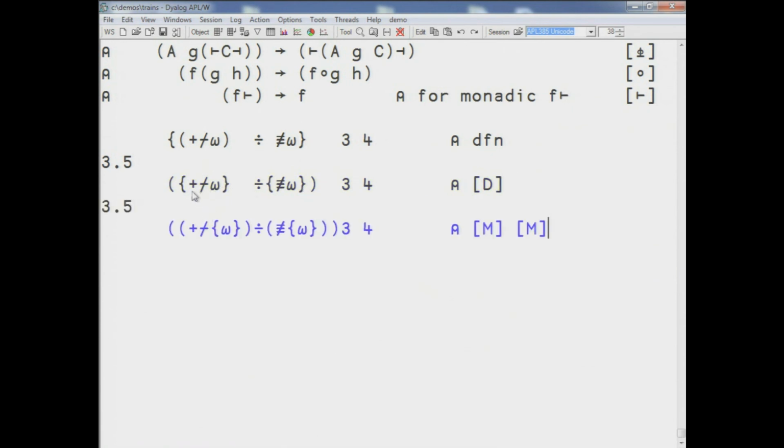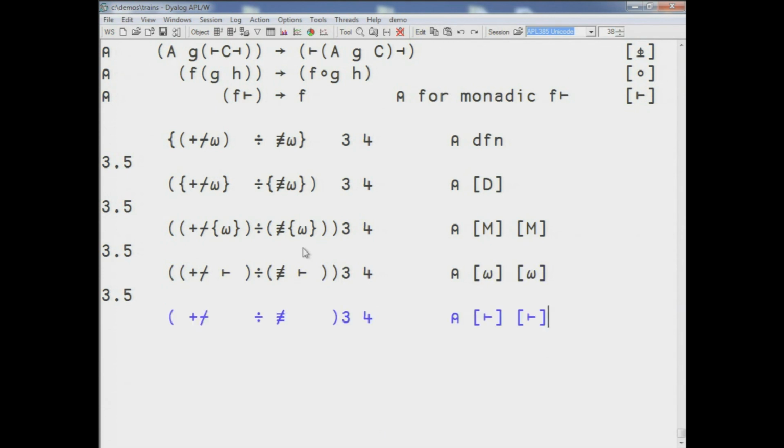This is a monadic function, plus slash bar, and here's a monadic function. So they both become equivalent to the two trains, plus slash and the omega. And then the omegas drop out into tacks. And then the tacks disappear because of the optimization there. So this is a procedural way of taking a dfn and converting it into a train. So in general, if you can write it as a dfn, you can use this little compiler to do that.